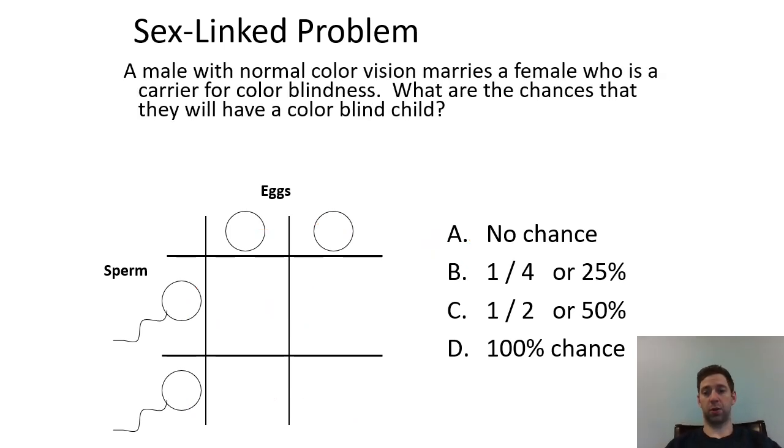Okay, another question. Go ahead and pause the video, read it, try to answer it. I would write out the Punnett square in your notes instead of trying to answer in your head, but pause it, answer it, and then I'll give you the answer when you press play. All right, we have a male who has normal color vision.